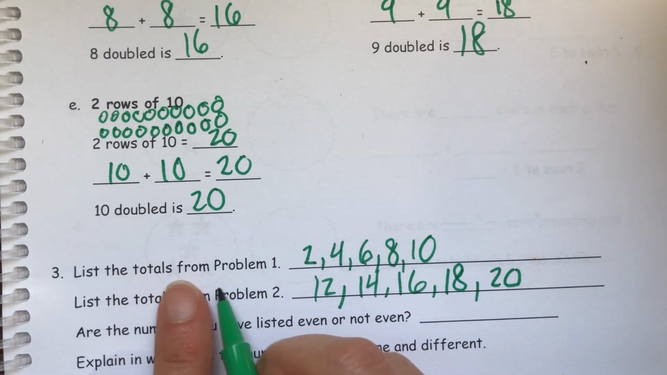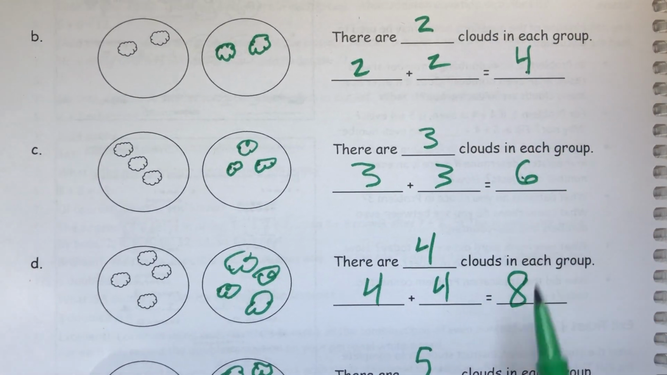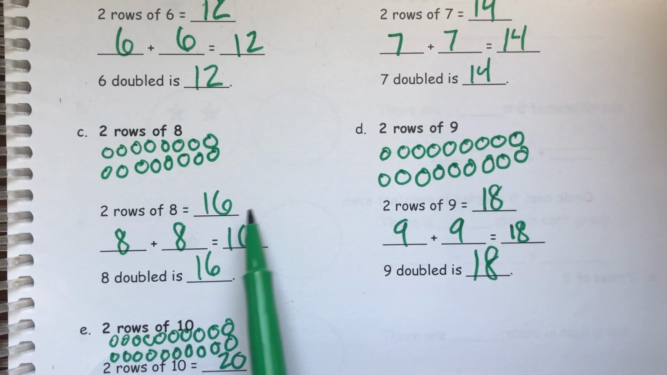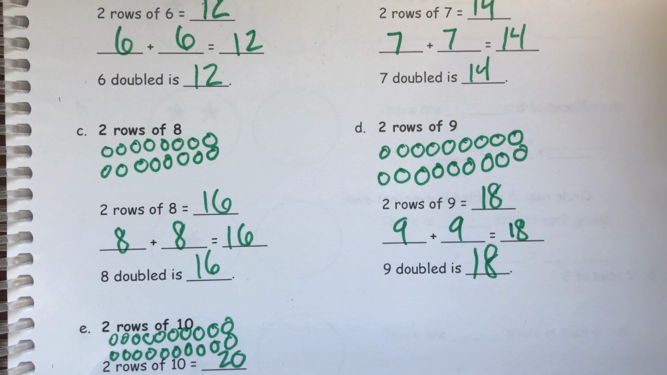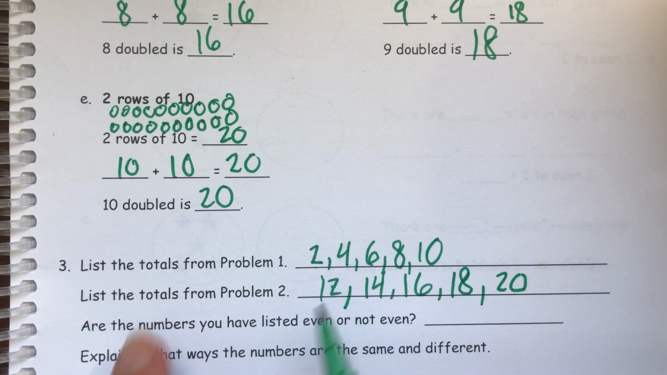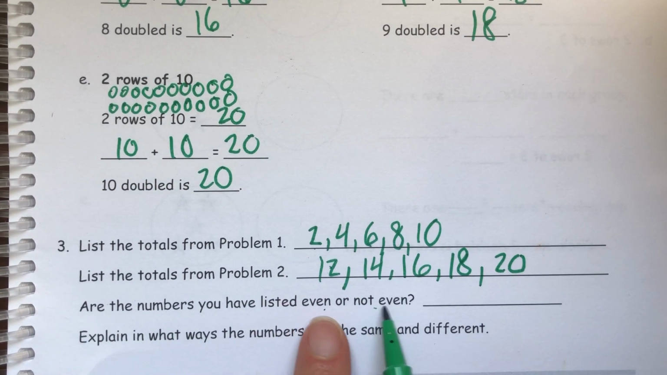So they asked us to list our totals from problem 1, which if we go back to the first page, you can see are 2, 4, 6, 8, and 10. And then for problem 2, they were 12, 14, 16, 18, and 20. Okay, so we listed those totals here. And then they asked the question, are the numbers you have listed even or not even?